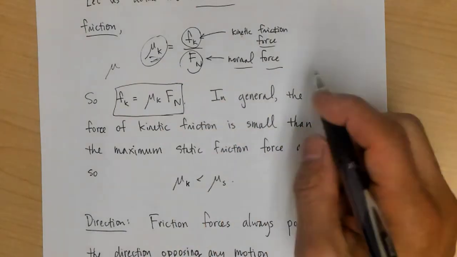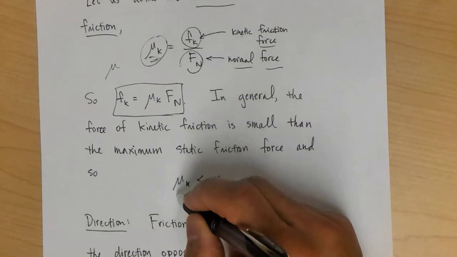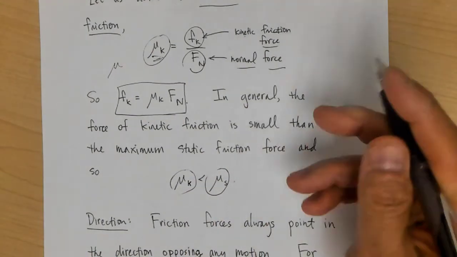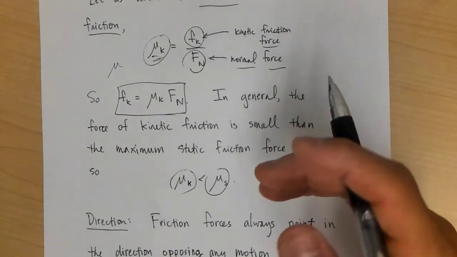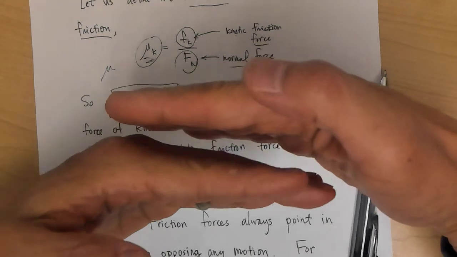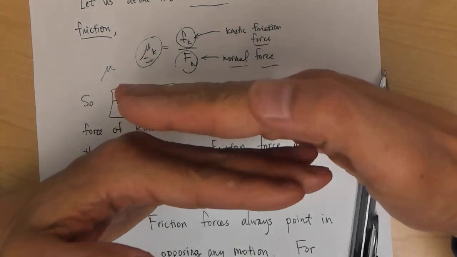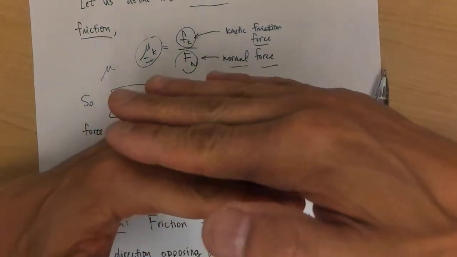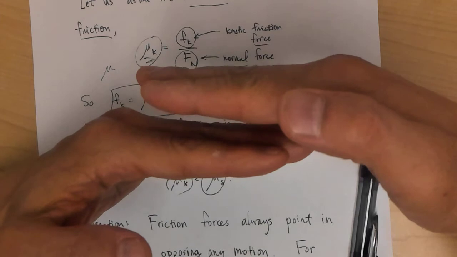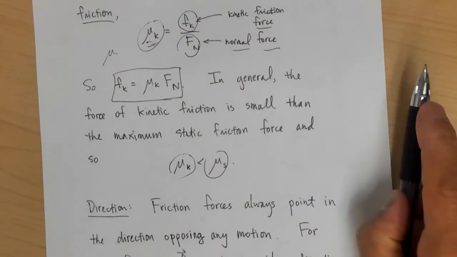In general, the force of kinetic friction will be smaller than the maximum static friction force, and so mu k will be less than mu s. This is simply the fact that when the object is stationary, there are these bonds between the surface of the object and the table underneath it. But once you break the bonds, there's still some resistance, but it's not as much as it was when they were stationary.